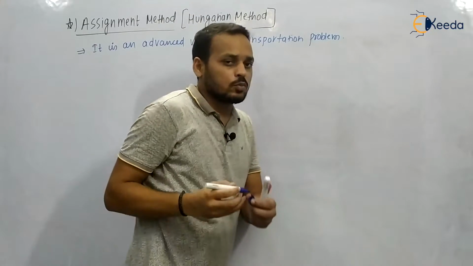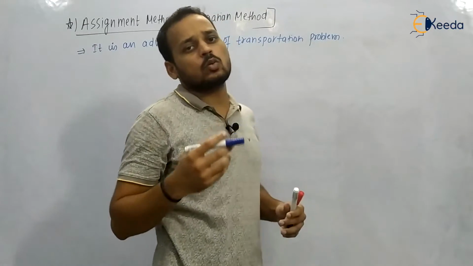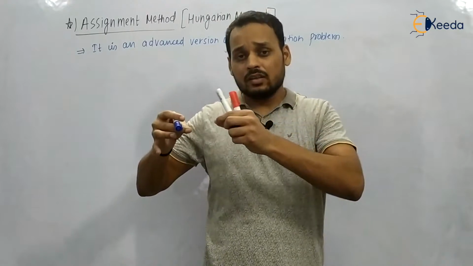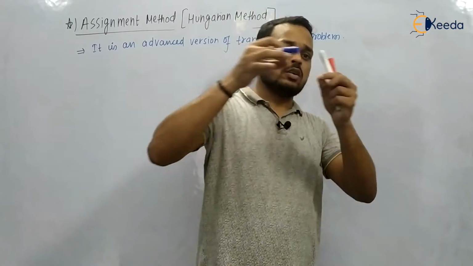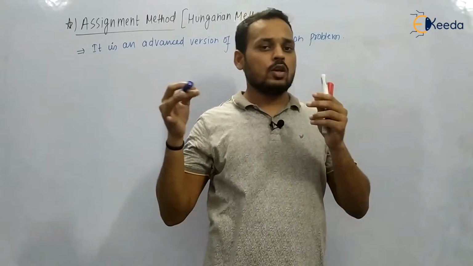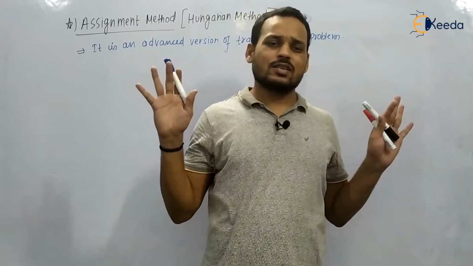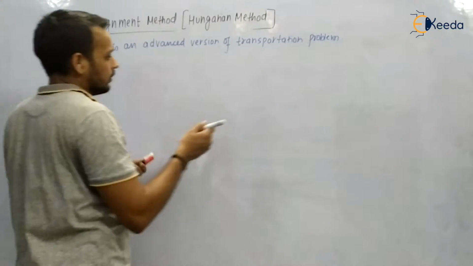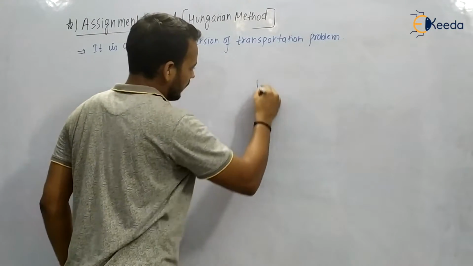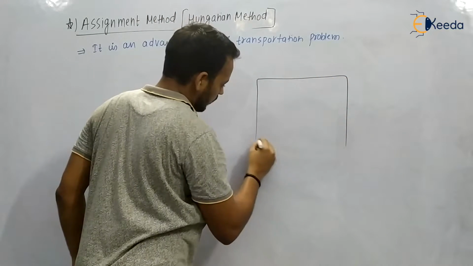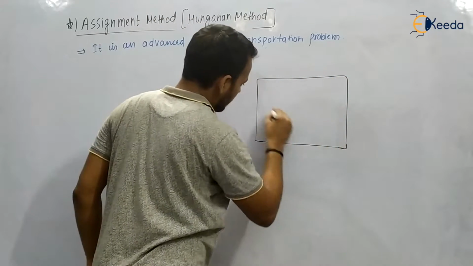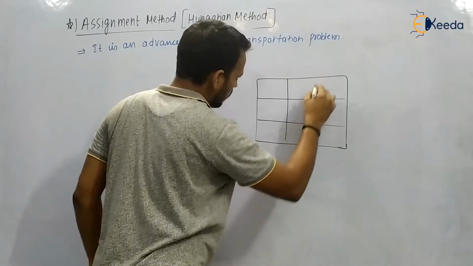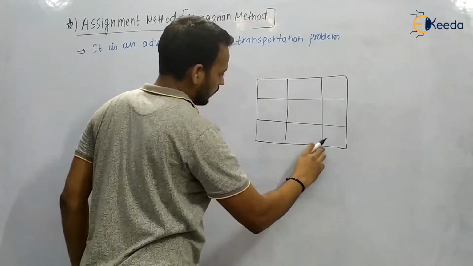In the transportation problem, what we were doing was calculating the transportation cost of bringing the items from the factory to the destination point. In this case also the same thing applies. We will get a cost cell matrix, same like the old one.